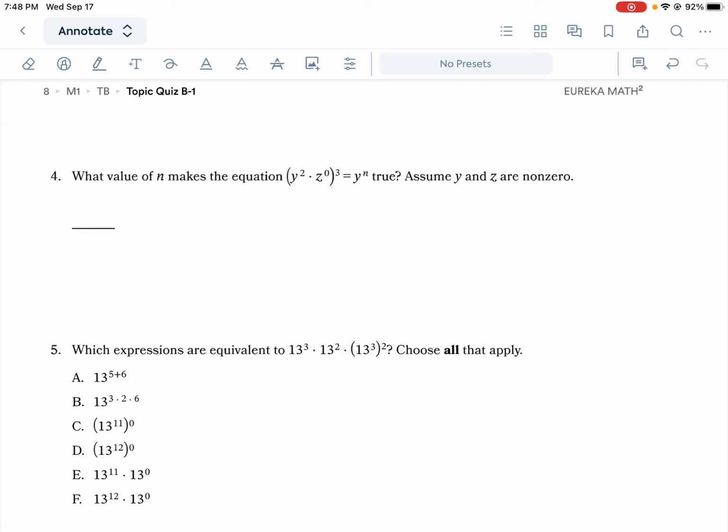For number 4, what value of n makes the equation y squared times z to the 0 raised to the third power equals y to the n true? All this is asking you for is what value is n. It said all of that just to ask you what value is n.